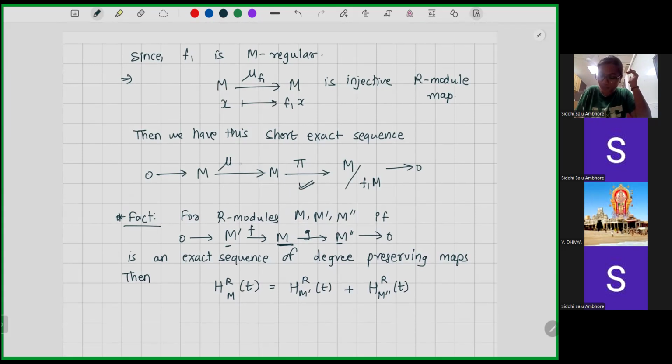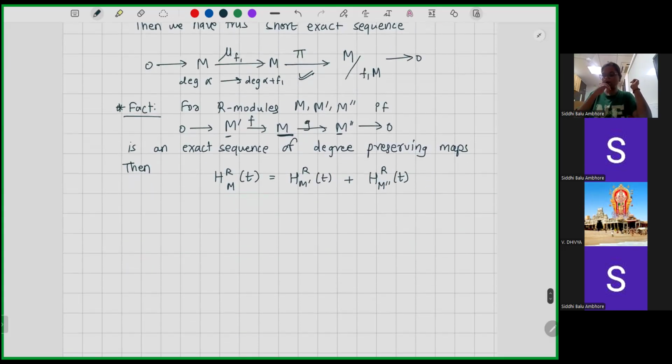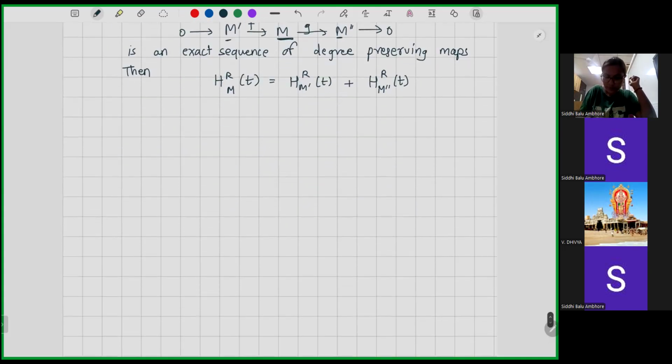So what we have to do is make the map multiplication by F1 degree preserving. Any element of degree alpha will go to a degree alpha plus delta 1 element, where delta 1 is the degree of F1. So to make this map degree preserving, I have to shift the degree of the module M here.